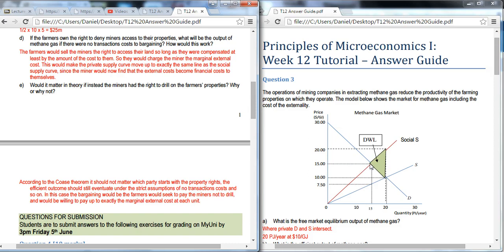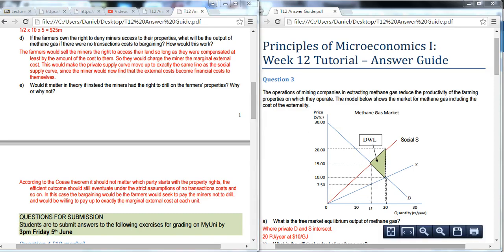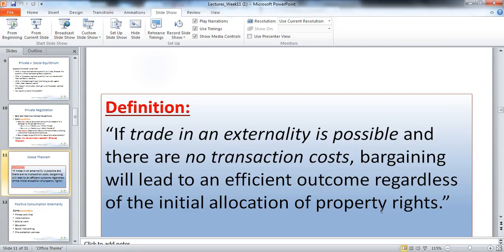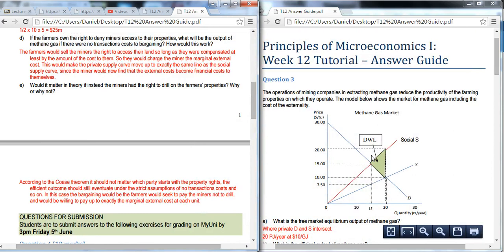So even if the miners have the property rights, still the quantity that will be produced is going to be 15 petajoules a year, the socially efficient quantity, because they can trade and there's no transaction costs, as Coase theory suggests. So that's the reason why it wouldn't matter in theory, because in this situation the farmers would pay the miners not to produce so much.